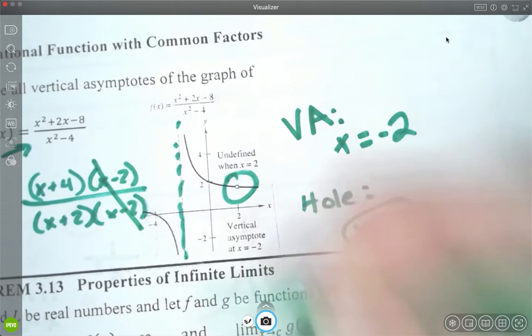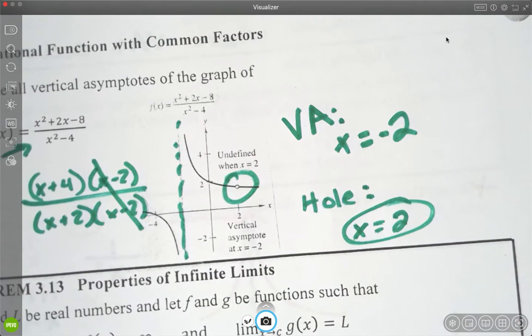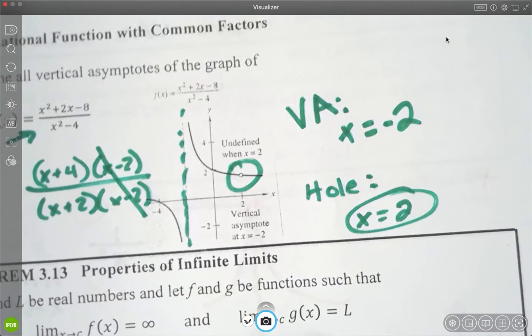Okay, so be careful. Just because a factor is on the bottom doesn't necessarily mean it is a VA. So the hole is at 2 because that's the part that crossed out, right? And x minus 2 really means x equals 2. That makes sense? Yep, the hole is at x equals 2. Good? All right. Determining limits.